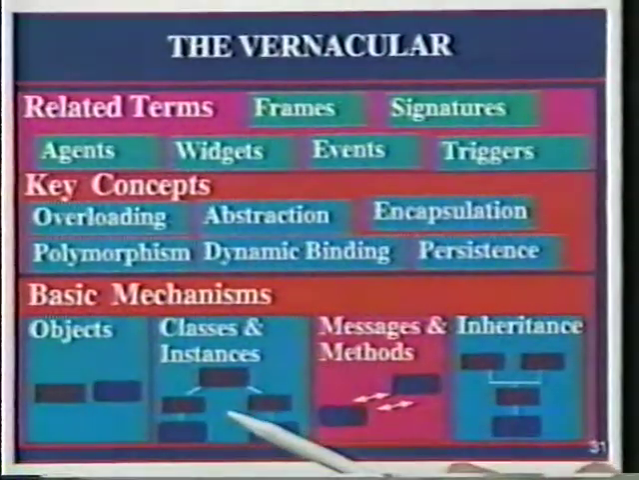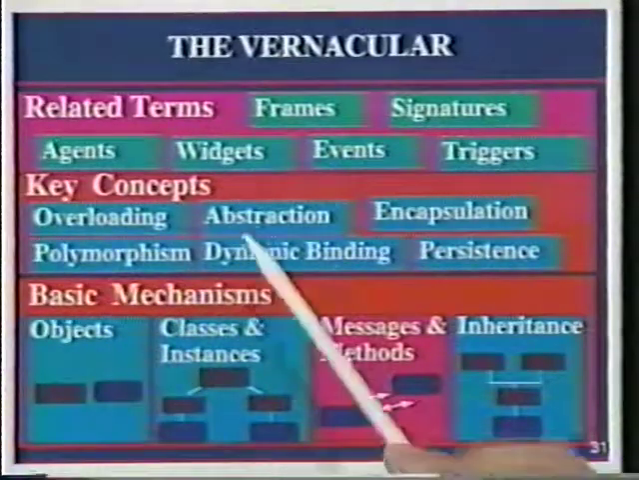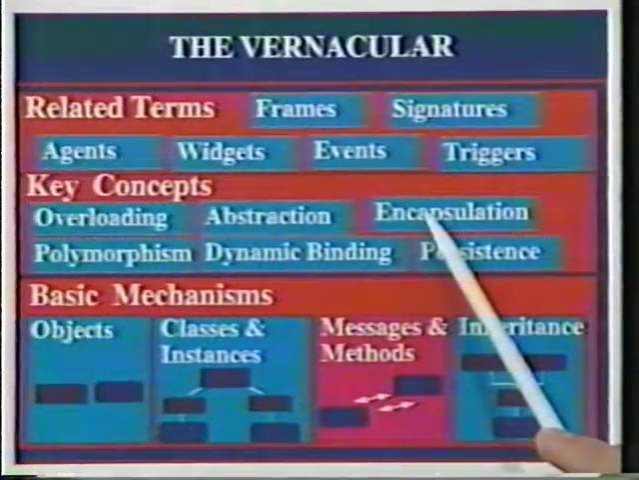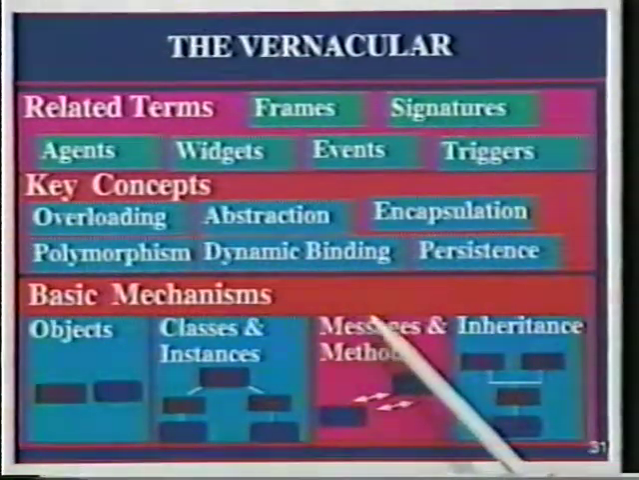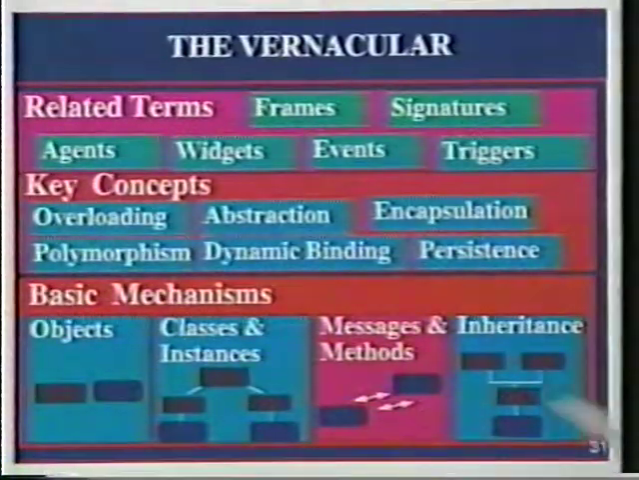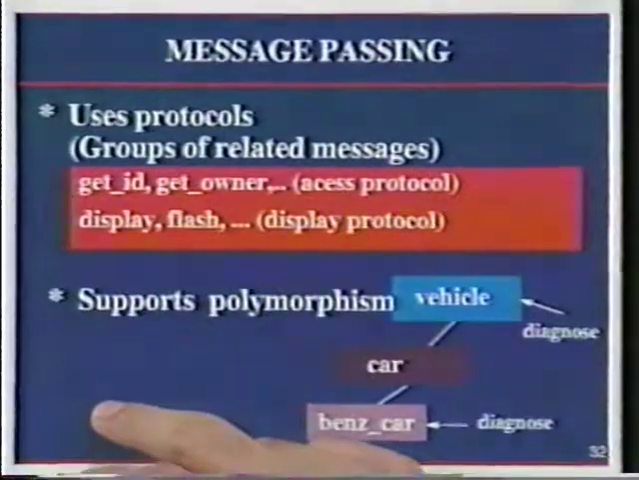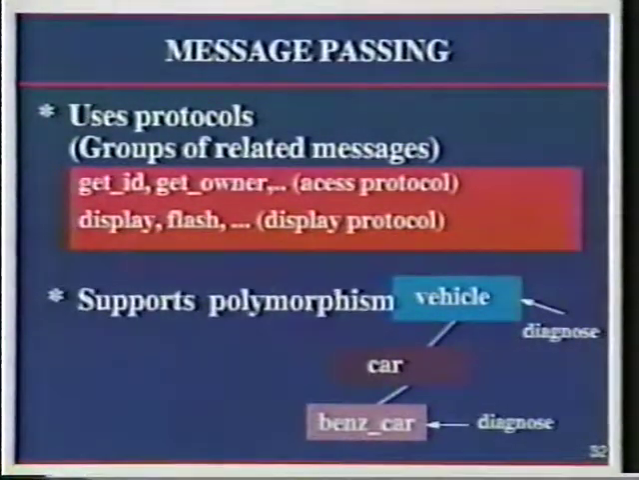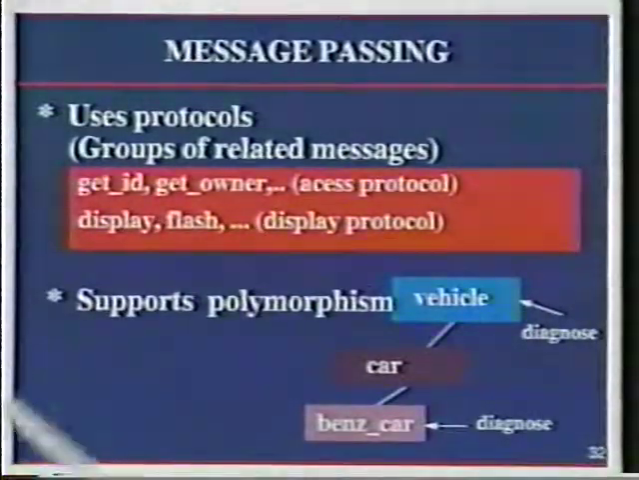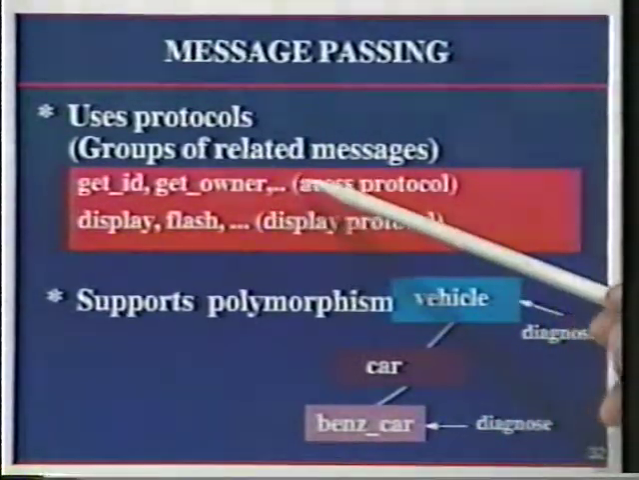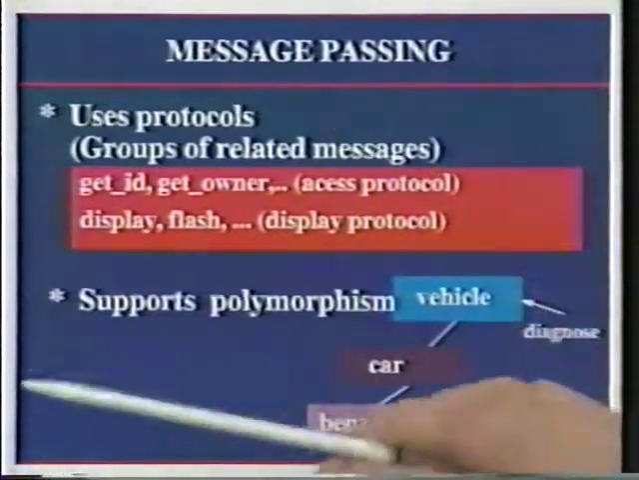As I have promised before, I will be talking about the key concepts as I go along. So, what I have done so far is to introduce two key concepts, abstraction and encapsulation, and now I will be introducing the other key concepts. The next thing I would like to talk about is messages and methods, because objects, as you have seen, respond to messages, and we have given you an example before of how a particular object responds to particular messages. We also showed in the vehicle class how we can group these messages into various protocols like the access protocol and the display protocol.